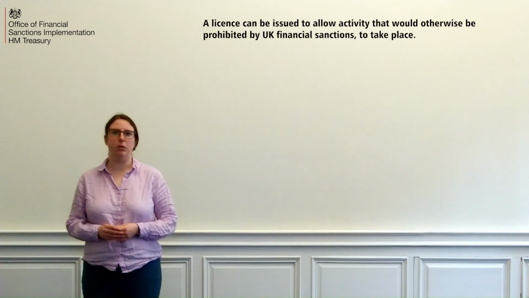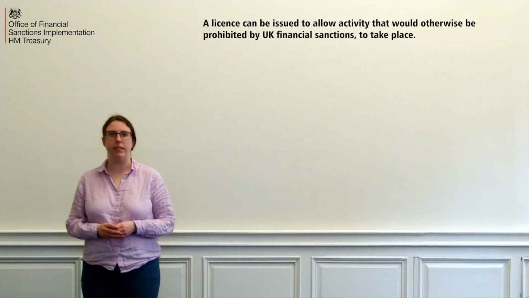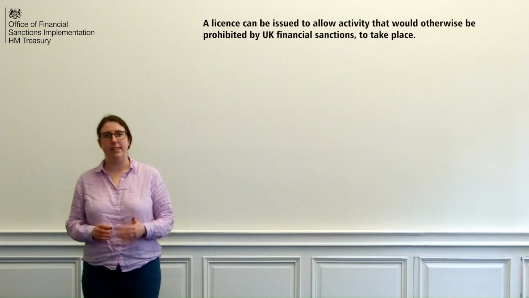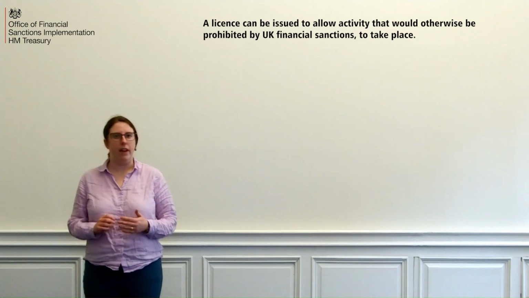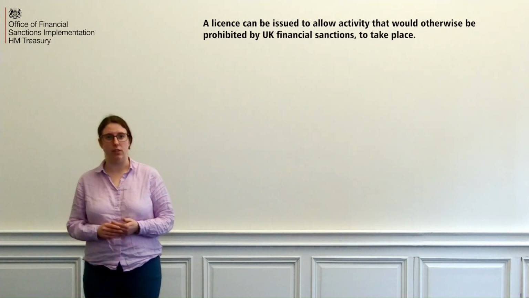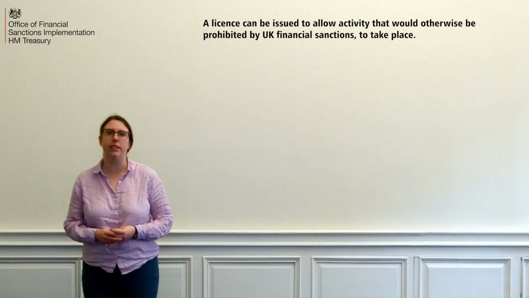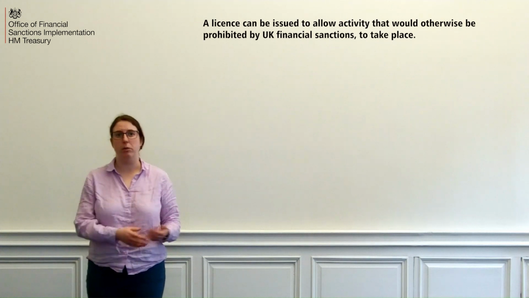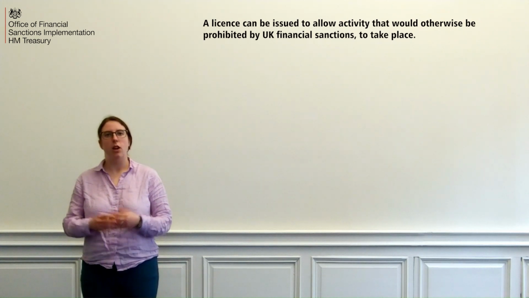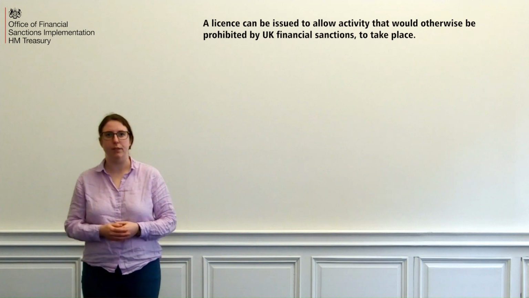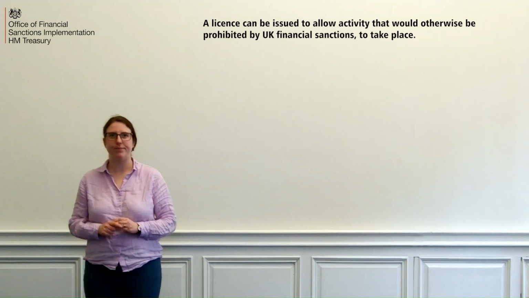So what is licensing? A license is something that Treasury or Office can issue to allow activity which would otherwise be prohibited to take place. And this is where that activity would be prohibited by UK financial sanctions. A really important thing: licenses can never be retrospective. So if any part of the transaction or activity has already taken place, then that part would need to be considered by Office's enforcement team and should be reported to them, or we would refer it to them if we become aware of it. But a license allows something to take place in the future, which otherwise wouldn't be allowed.